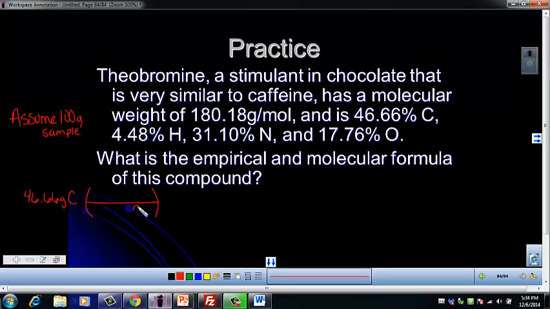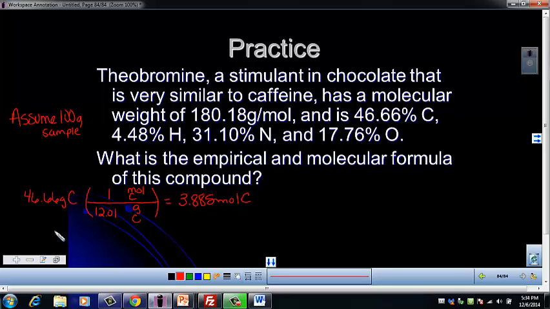All right, so we've got grams of carbon on the bottom, moles of carbon on the top. So 1 mole of carbon is 12.01 grams of carbon. And when you calculate that out, you get 3.885 moles of carbon.